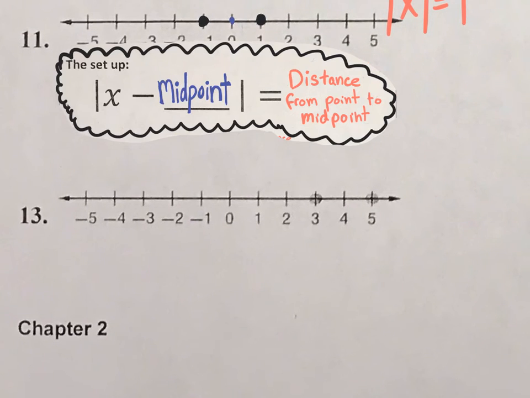Number 13 has an answer right here at 3 and also at 5, okay? Which means that the midpoint happens to be 4, not after. You get it? Before. Okay, that was dumb.